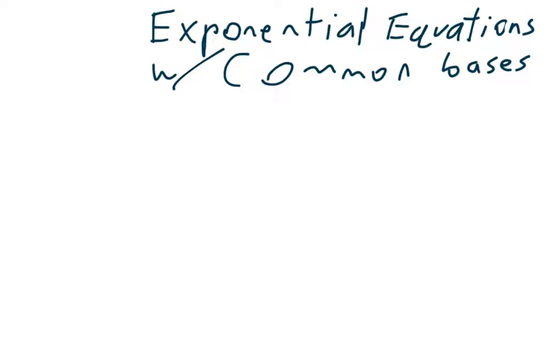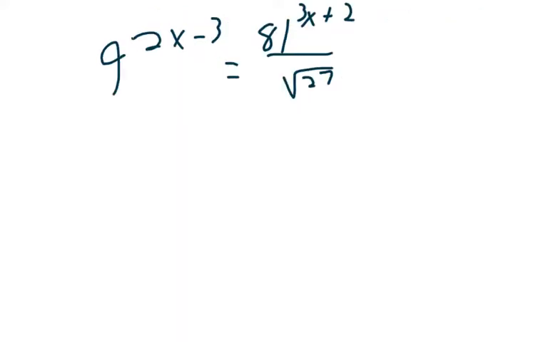All right, exponential equations with common bases. So for example, if we had 9 to the 2x minus 3 equals 81 to the 3x plus 2 over the square root of 27, we need to look for a common base. So look at the 9, the 81, and the 27, and think of a factor of all those.